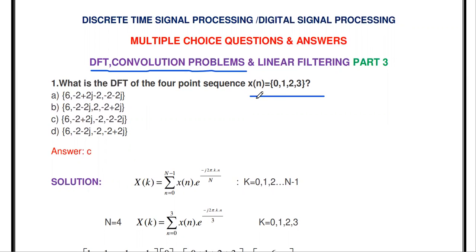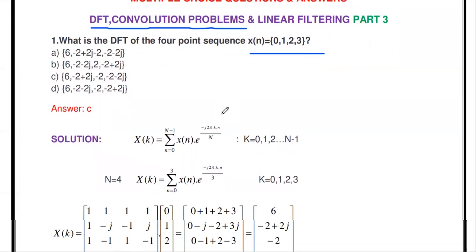n point DFT. So here you see the given sequence x of n is equal to 0, 1, 2, 3. How many samples are available in the x of n? 4 samples. So we may use the 4-point DFT. This 4-point DFT problem we can calculate in an easy method, that is the twiddle factor method. So it is a 2-mark question.